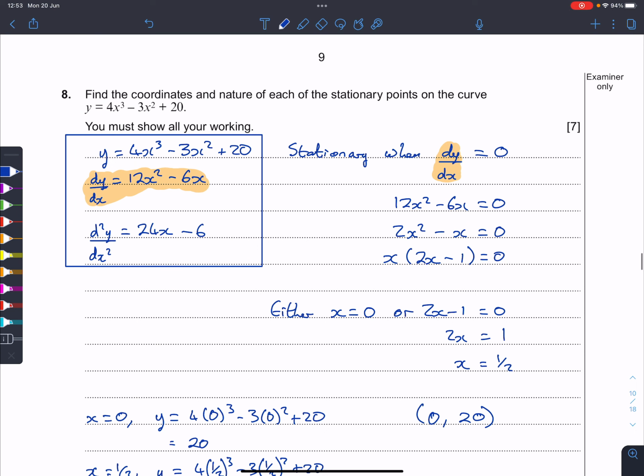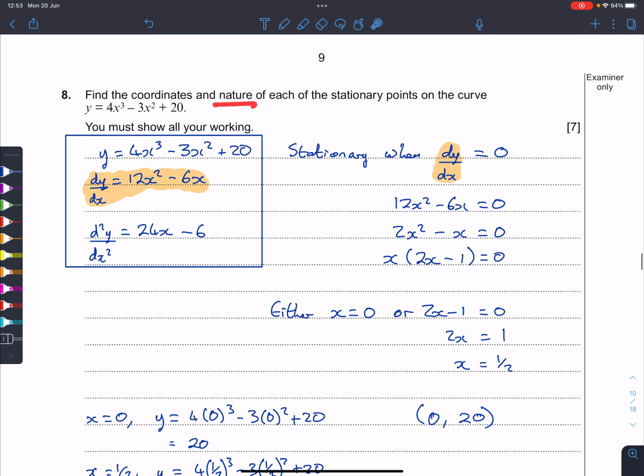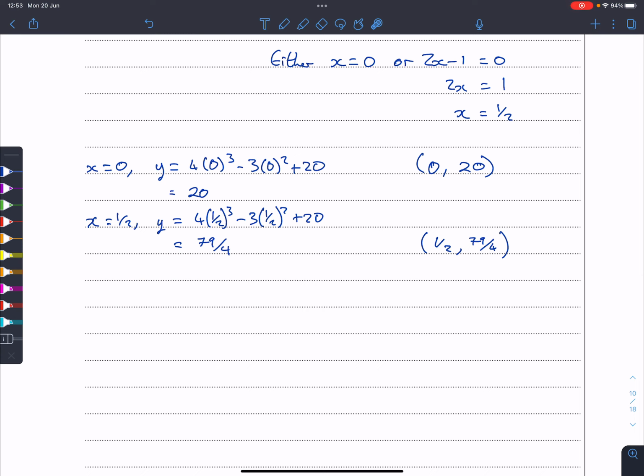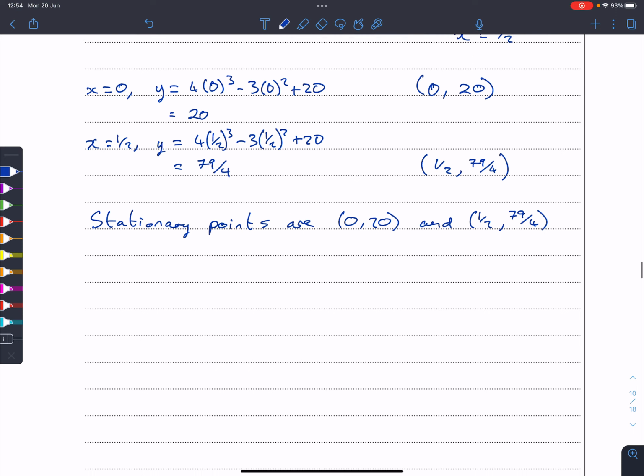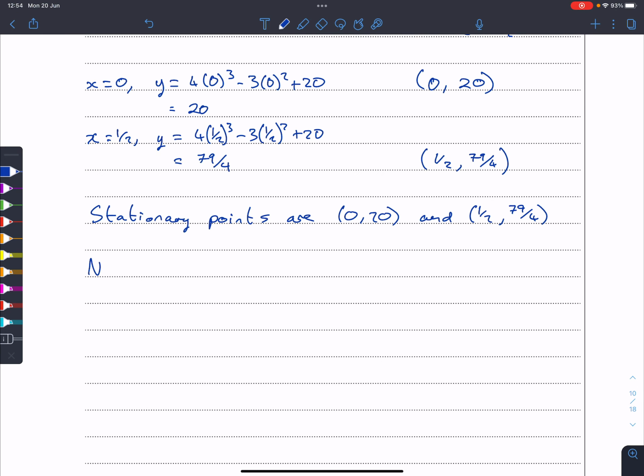Now I want to find out their nature. Okay, so the next part is to find out their nature. I've got the coordinates. Let's just sum that up. So the stationary points are (0, 20) and (a half, 79 over 4). Okay, so let's look at the nature.